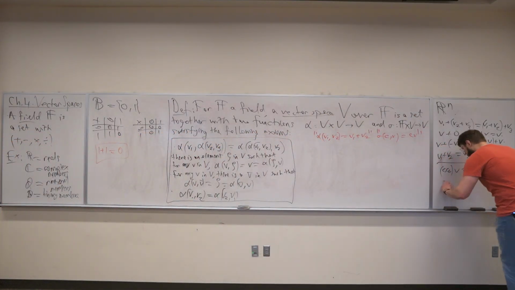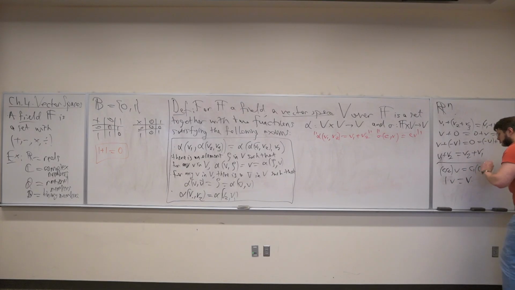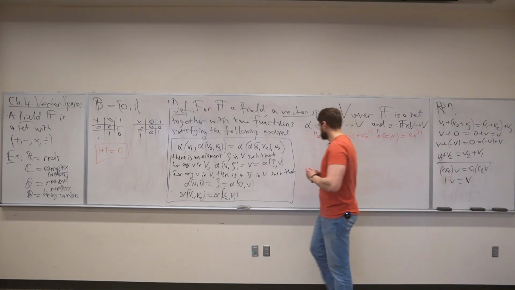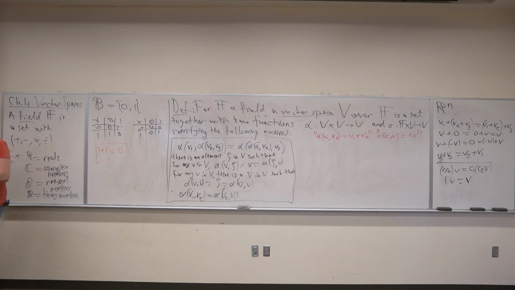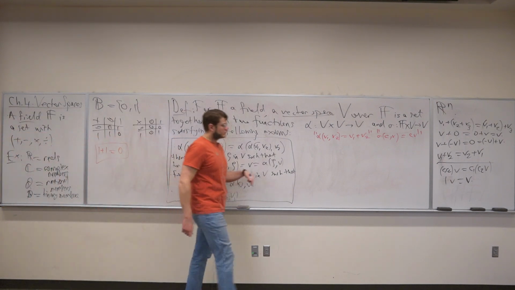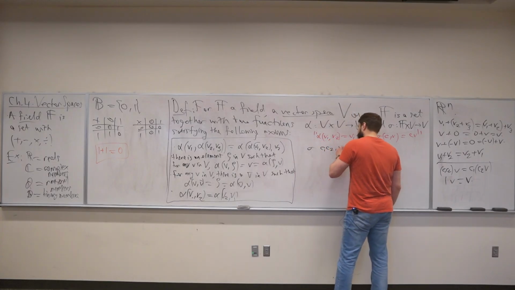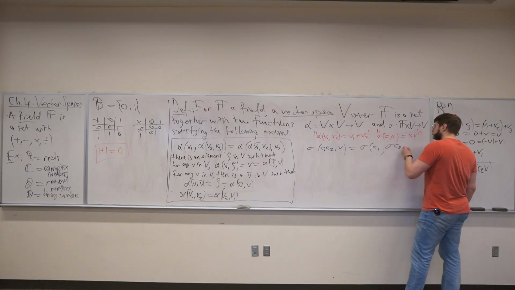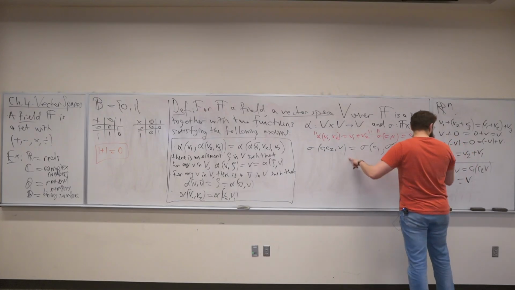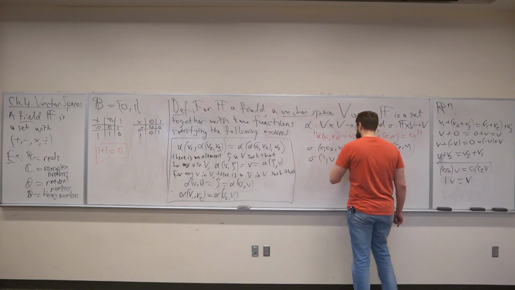Oh, I need a scalar number 1. So 1 times v is v. Okay, I think these two are sufficient. And so you would write sigma of c1 c2 v is the same thing as sigma of c1 applied to sigma of c2 v. This corresponds to this. And then you have this.